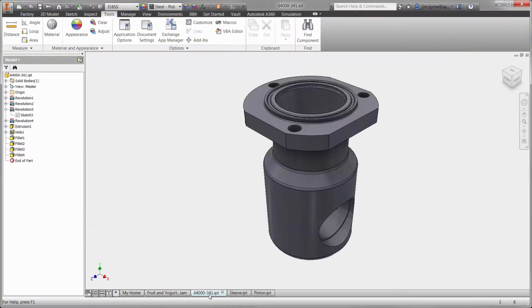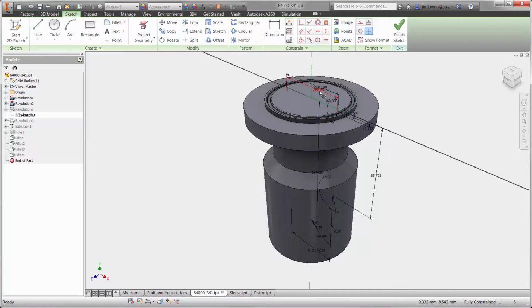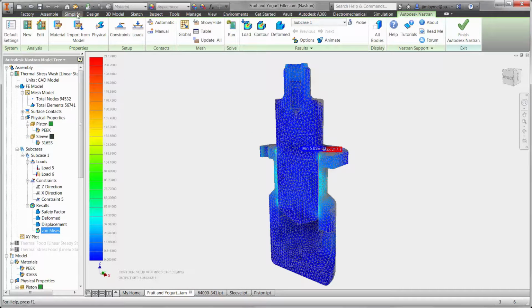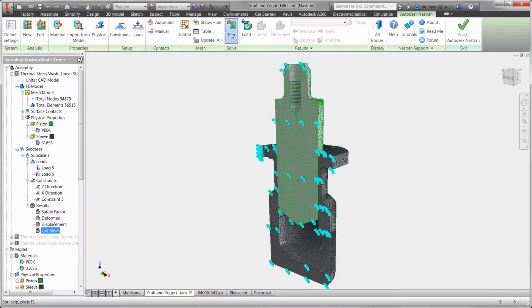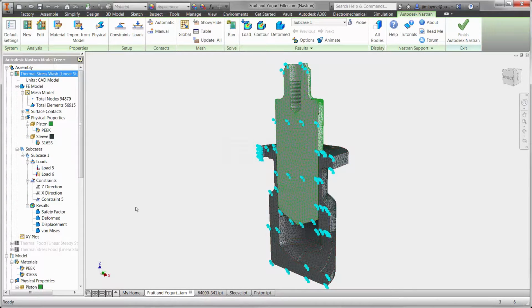Since we are analyzing these components in the comfort of the CAD design software, we can make any modifications to the geometry and simply rerun the study. For example, we will change the diameter of the main bore on the sleeve. Back in the assembly, it is simply a matter of updating the mesh and rerunning the study. This workflow encourages design validation early from concept to release for manufacturing, when making modifications is most affordable to do so.